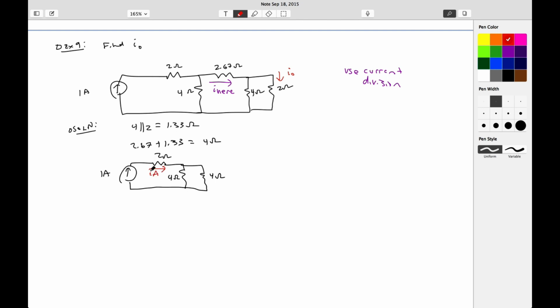It turns out that this 1 amp is still 1 amp here, so I can use current division. Because what I would really like is to find still I here, which is the current through the 4 ohm resistance. It's the combination of the 3 resistors over here. Okay, so use current division.